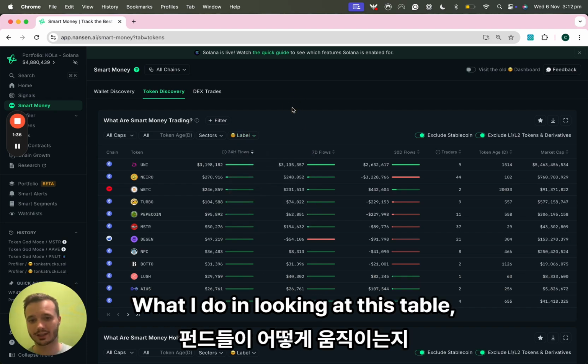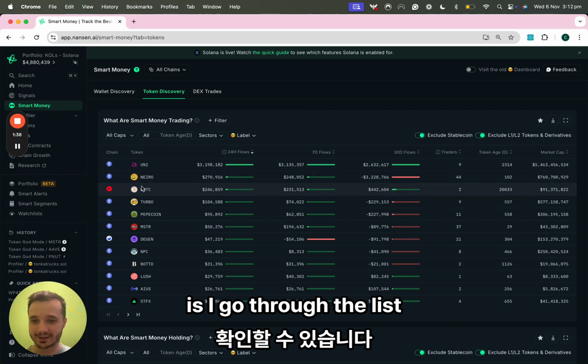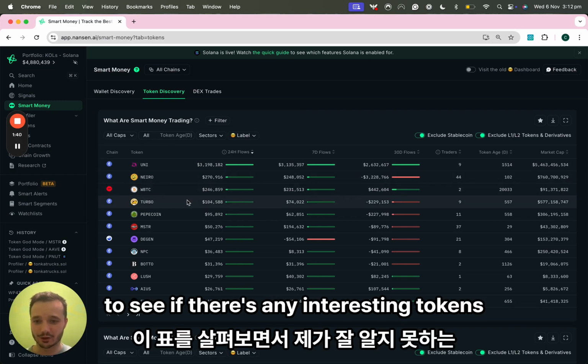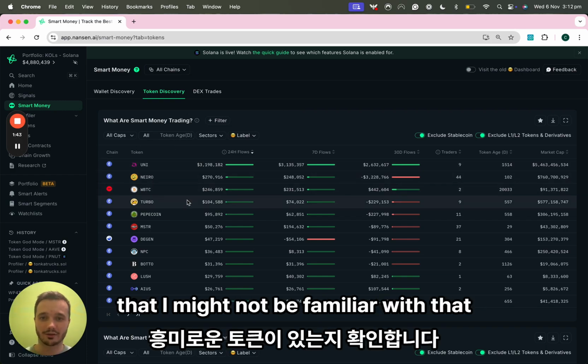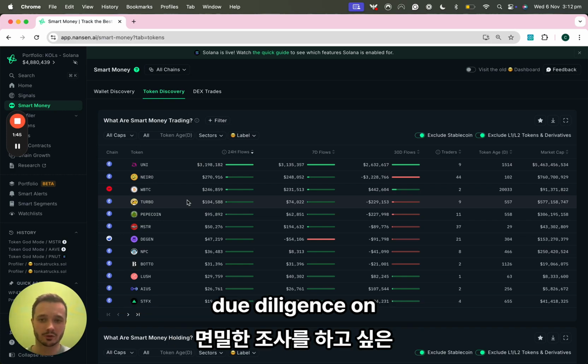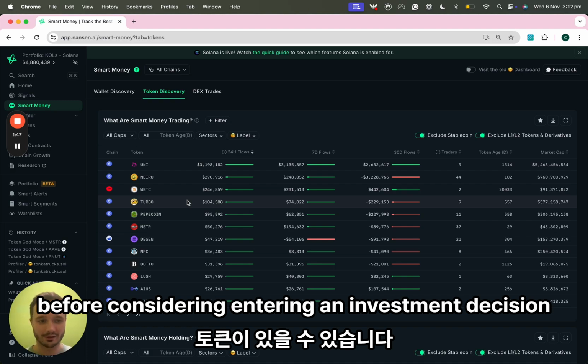What I do when looking at this table is I go through the list to see if there's any interesting tokens that I might not be familiar with, that I might want to perform some more due diligence on before considering entering an investment position.